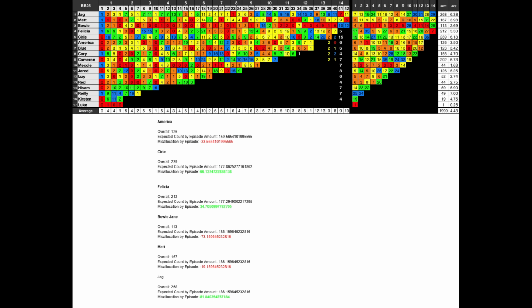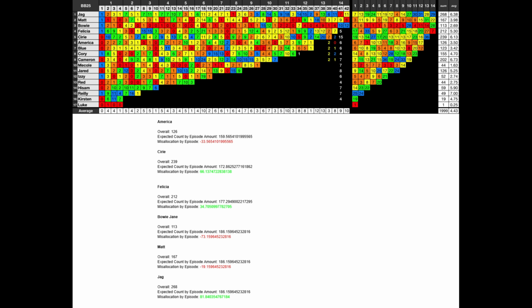Whatever I said about America having a large misallocation by the endgamers, kind of just erase that because Bowie Jane has 113 diary rooms, which is like half the amount that Felicia has, and her expected count by episode amount is 186.15. This means that she has a negative 73.15 misallocation amount. And honestly, this might be larger than Miko's misallocation, which is horrendous. And she's in the final three.